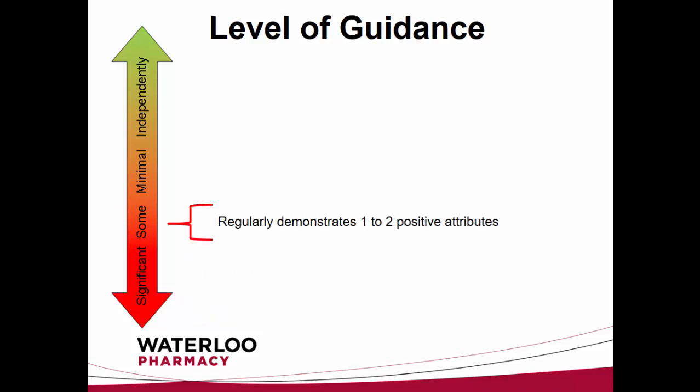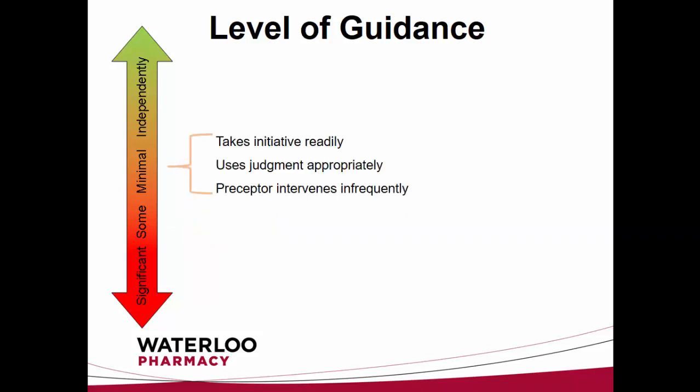A student who positively demonstrates only 1 or 2 of these 3 characteristics would be described as needing some guidance. This would be a column C rating on the assessment tool. A student who readily takes initiative, uses appropriate professional judgment, and requires infrequent preceptor intervention would be described as needing minimal guidance. This would be a column D rating on the assessment tool.